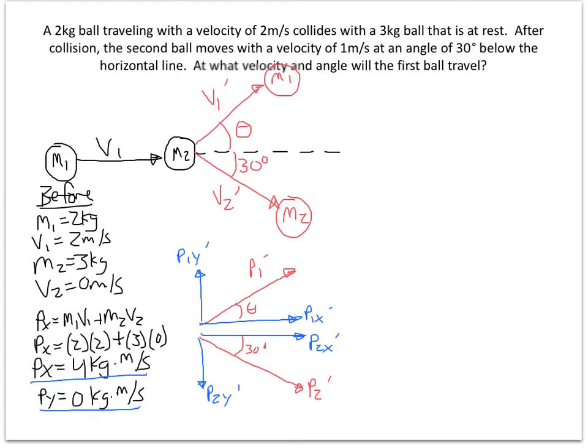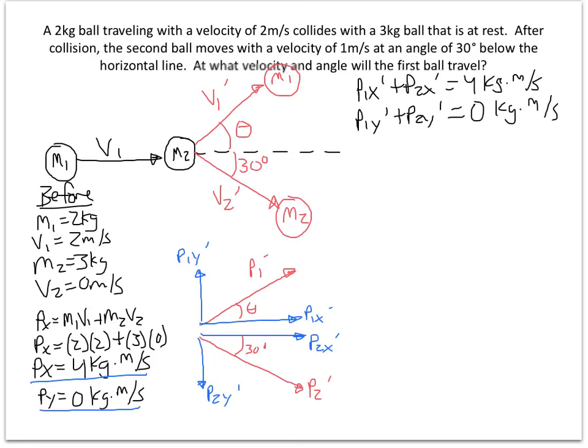I then did the same thing for the first object that's traveling in this direction. Its momentum I broke up into a p1x prime and a p1y prime, and that's at an angle of theta, which we'll need to calculate. Now that we know that there are components for these two momentums, we actually need to work on some relationships between the y components and the x components, and that relates back to these two momentums over here.